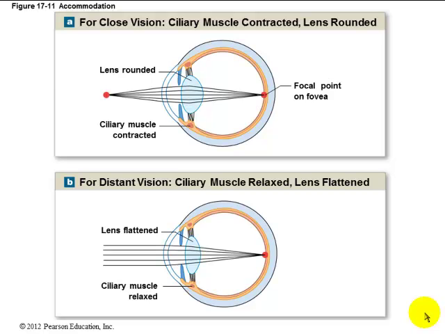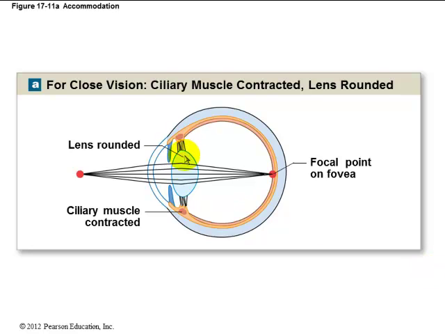Now, for close vision, you're going to see that the lens is quite rounded. For far vision, the lens is flattened. So flat for far and round for near. As you can see in close vision, the rounding of the lens allows for greater refraction because the light rays, as they come in, are more divergent. They spread out further, so they all have to be brought back together to hit the focal point. In order to do that, the ciliary muscles contract.